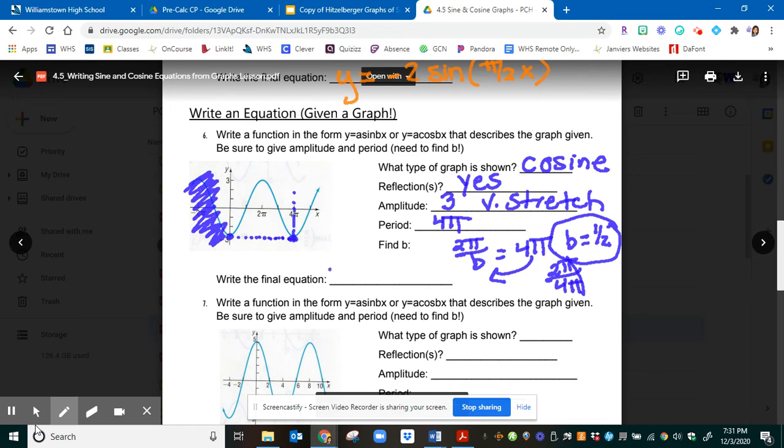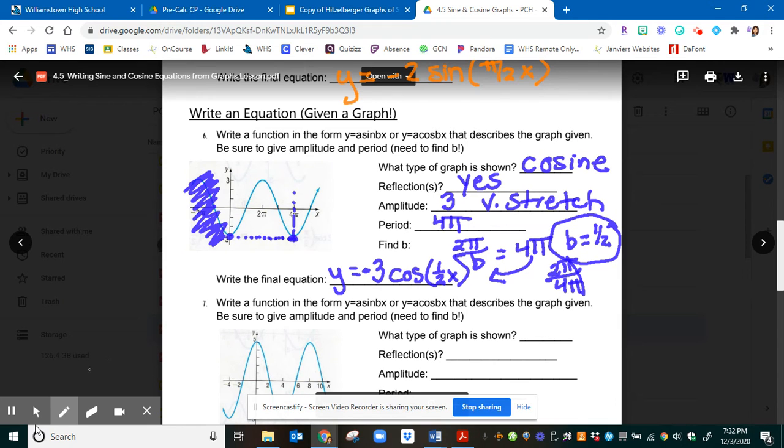Okay, so our equation is going to be y equals, amplitude is 3, but don't forget we have a reflection, so I have to put a negative in front of it, cosine, and then b is 1/2, so the 1/2 is going to go in the front, and then an x is going to go next to it.